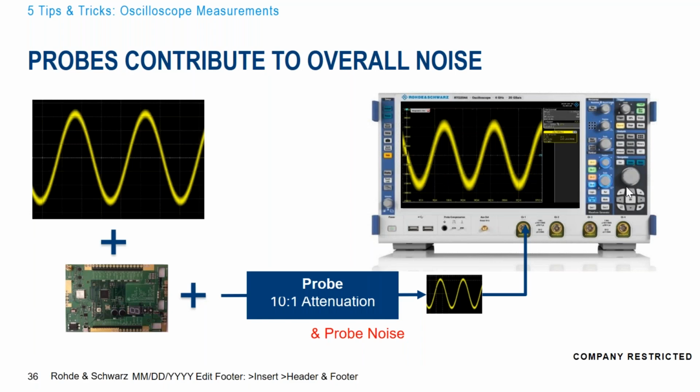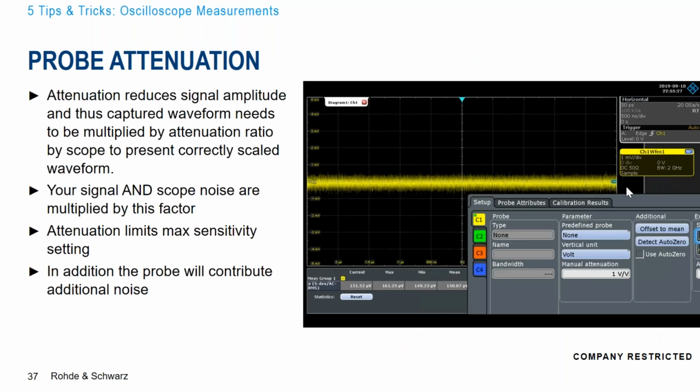Probes also contribute to the overall noise. Everything that's spec'd in a probe data sheet is the best case scenario. You can always make it worse from there by having complex probe geometries or probing incorrectly in some way. So we start with, again, our signal plus our device plus our probing and probe noise, and then we ultimately see the combination of all that on our oscilloscope.